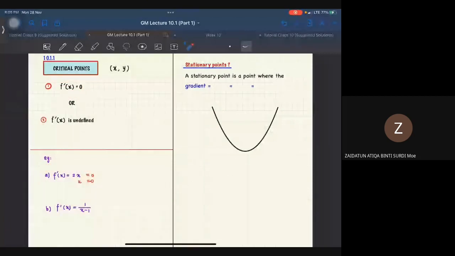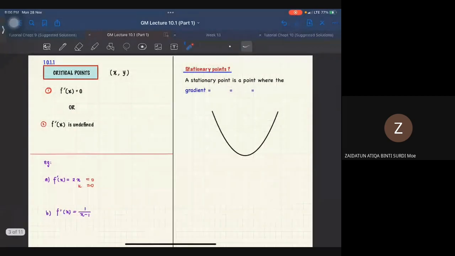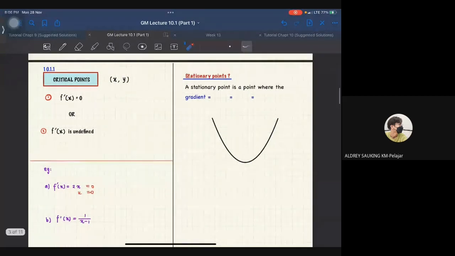Masih suka-suka lagi ke suara saya? Hello. Is it still suka-suka? Guys, suara saya masih suka-suka ke? Is it still not clear? Okay sikit. Okay dah. Alright, so jom kita sambung balik.